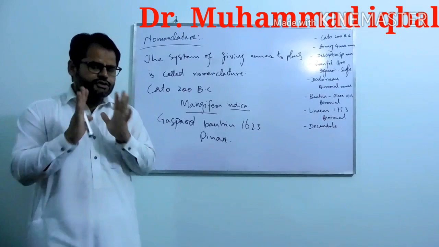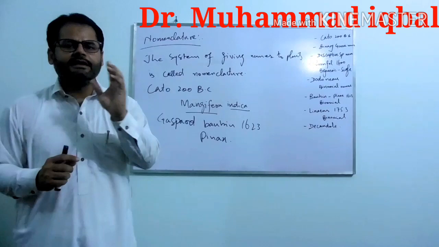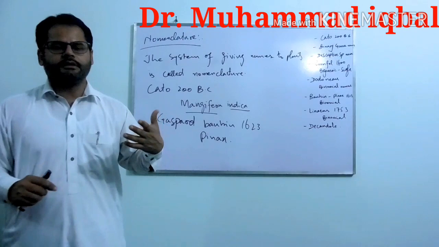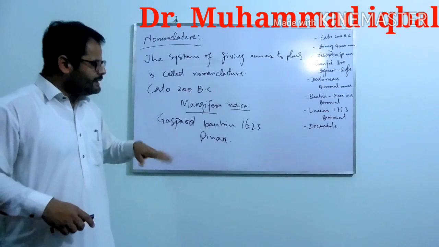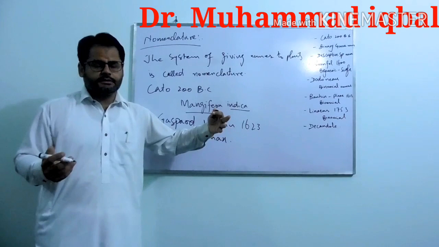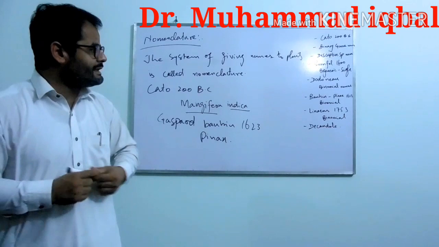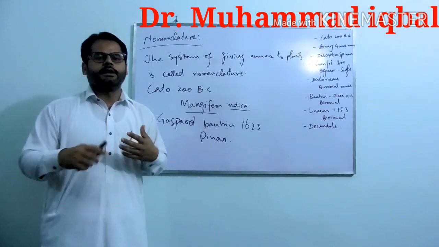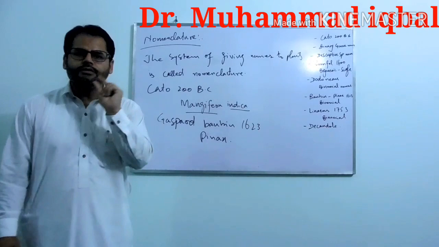So the actual naming system starts in the 18th century. In the 18th century, Linnaeus put forward the basic concept of binomial nomenclature. So Linnaeus is considered the father of taxonomy. Linnaeus put forward the concept of the binomial system, which was later followed by other scientists like De Candolle. De Candolle also used the system of binomial nomenclature. So Linnaeus used two names for plants.